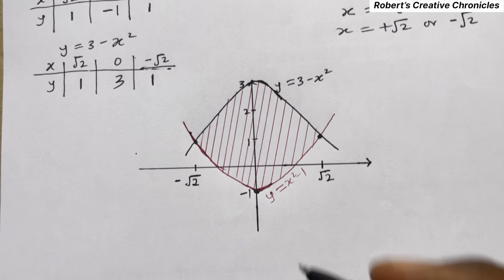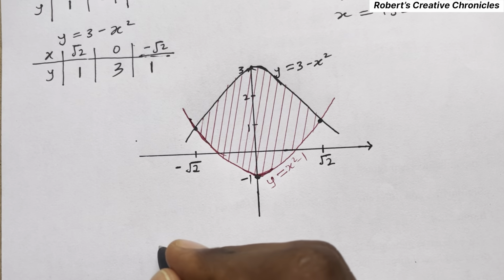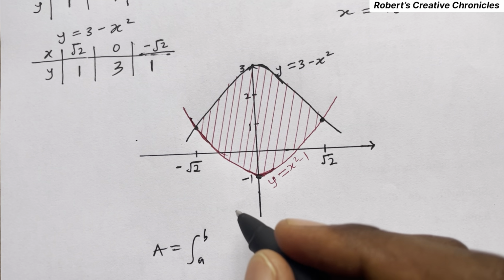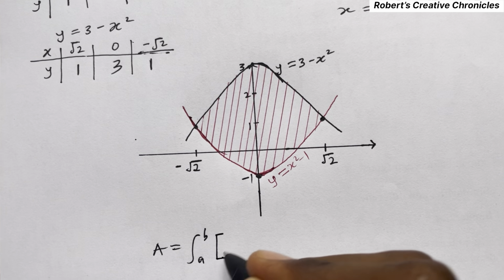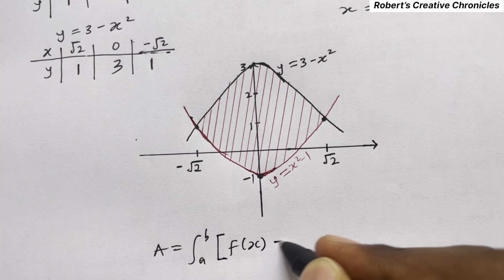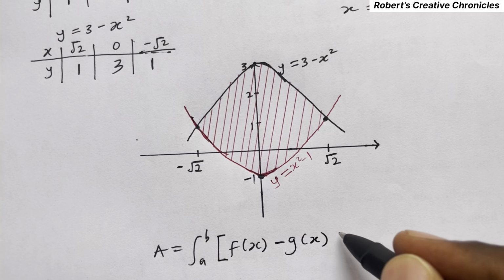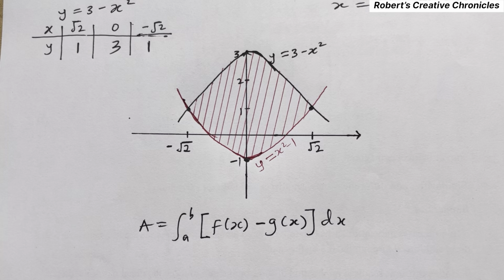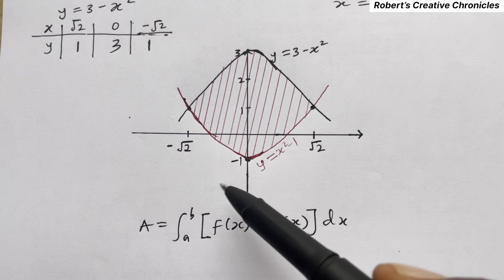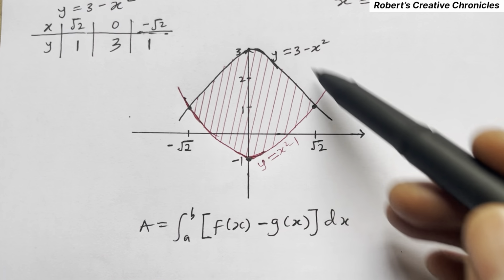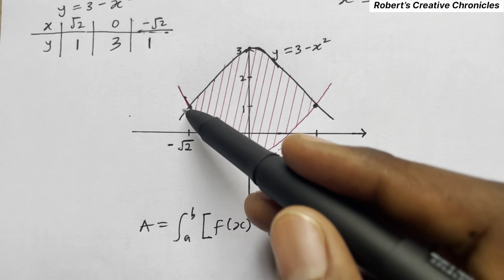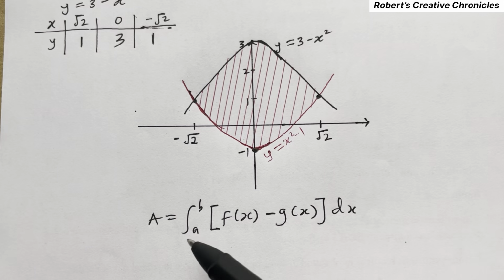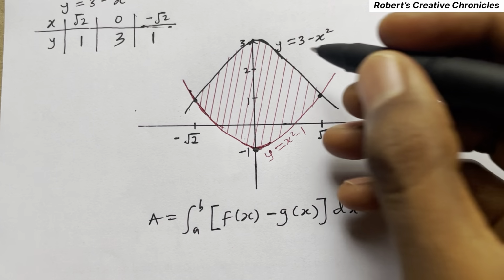Now there's a formula for that. And the formula is given by the integral from a to b of f of x minus g of x dx. So what makes it important for you to plot the curves graphically is that you need to know the curve that is above and the one that is below. For you to use this formula, f of x is given by the curve that is above.